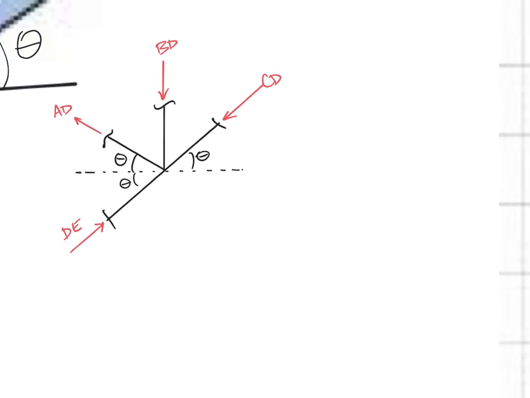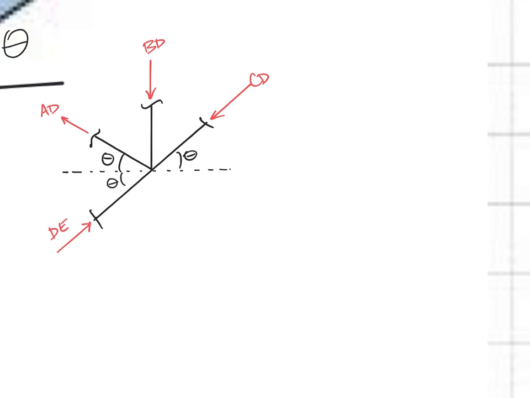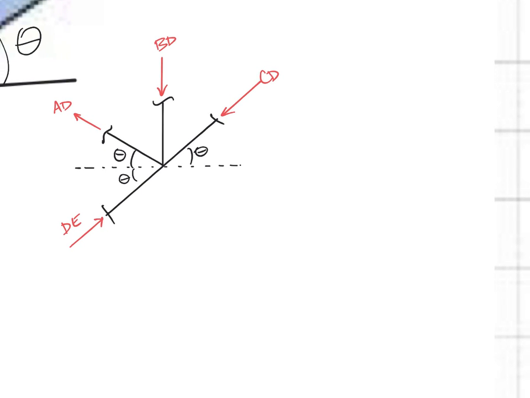Okay, so we're going to do some forces in the X, some forces in the Y. Neither of these look particularly pretty. In the X direction we've got 3, and in the Y direction we've got 4. So maybe we'll do X first. Sum of the forces in the X equals 0. So I've got negative AD cosine theta minus CD cosine theta plus DE cosine theta equals 0.